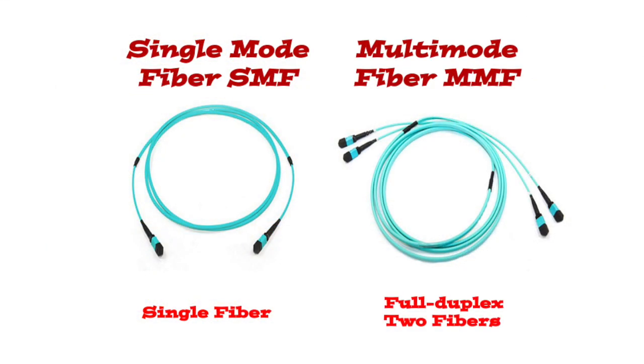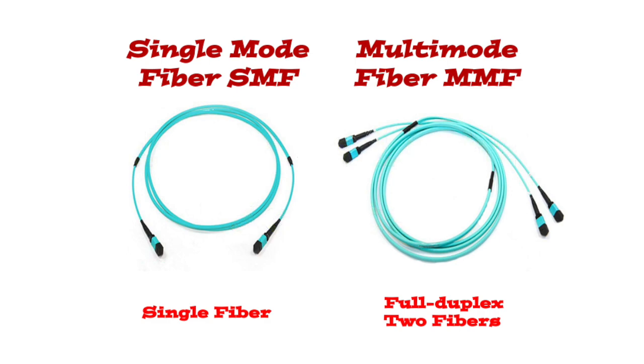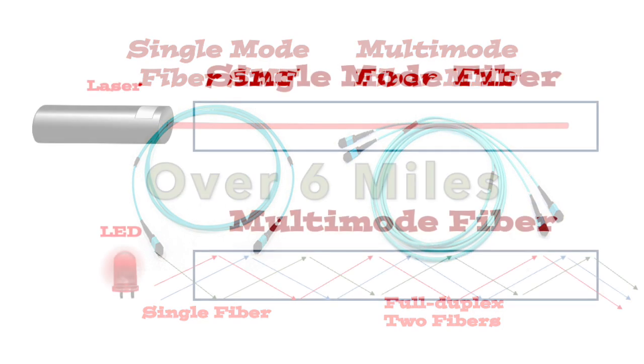There are 2 types of fiber optic cables: single-mode fiber, SMF, and multi-mode fiber, MMF. Single-mode fiber consists of a small core of 8 to 10 microns and uses a laser as a light source. The laser generates an intense light that travels a single path through the fiber with minimal reflection and allows it to travel unrepeated farther than any other media, over 6 miles.